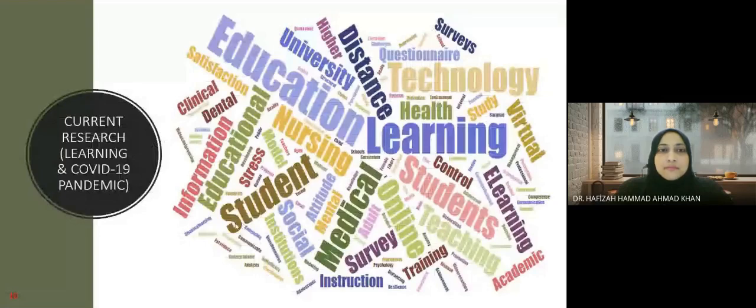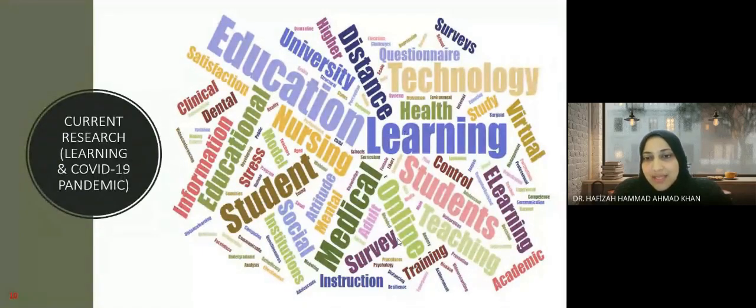Then I conducted a keyword analysis on what keywords have been discussed in all the 841 papers. The size of the keywords indicates how significant that keyword is in the study. Meaning that most of the studies have discussed education and learning.